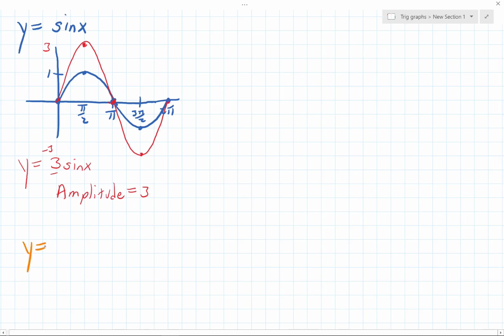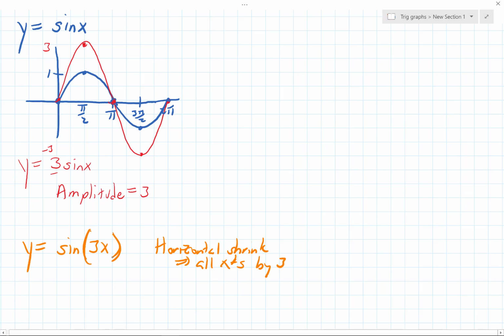What if we put the 3 on the inside? So what if we had y equals the sine of 3x in there? That's going to affect the x's. It's going to be a horizontal shrink, and it's essentially going to divide all the x's by 3. It looks like you're multiplying, but when it's grouped in like this, you undo it.